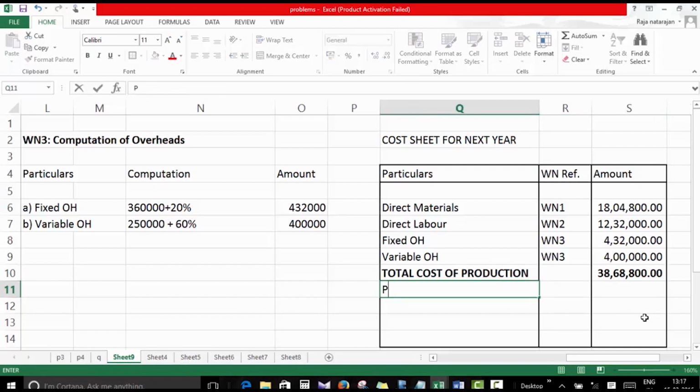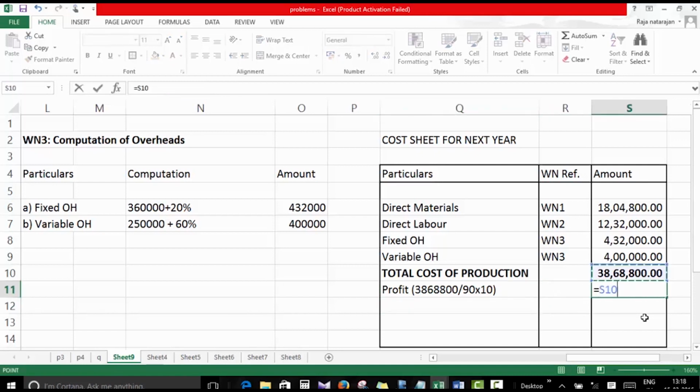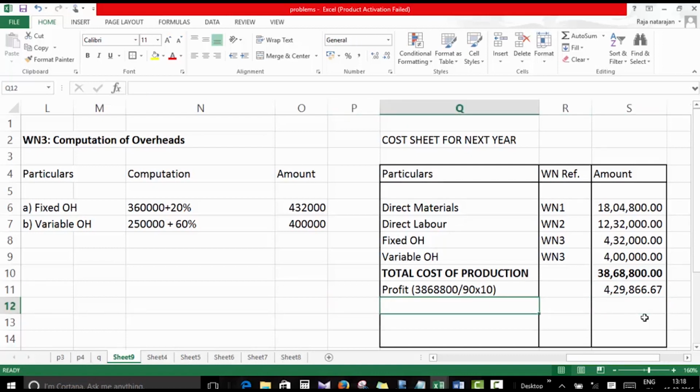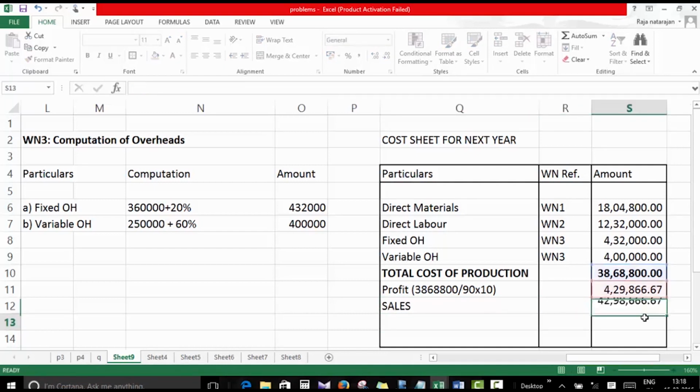Let me do that. Profit: this 38 lakh 68,800 is basically for 90%. Then we have to find out what is that 10%. That will tell us the profit. So we have to give the calculation. This 38 lakh 68,800 is for 90. What is that 10? That works out to 4,29,866.67. If you add this profit with your total cost of production, you'll get sales.